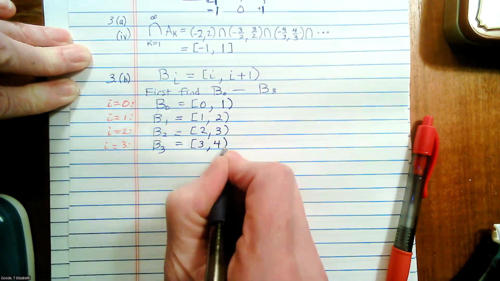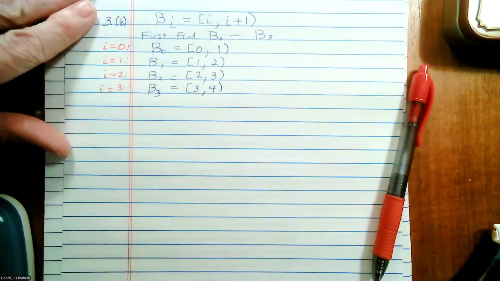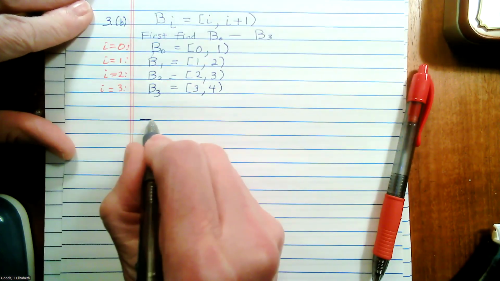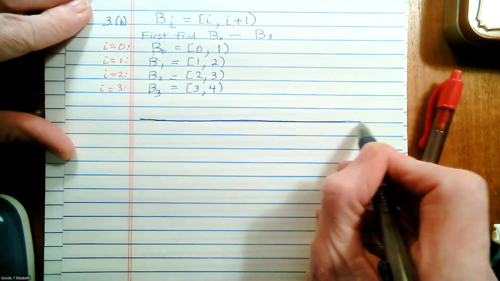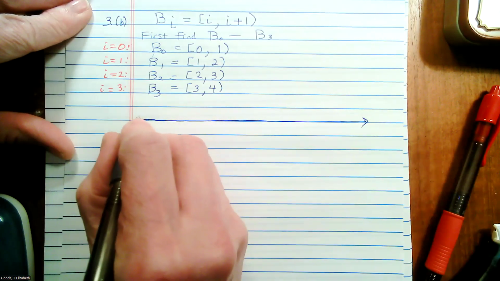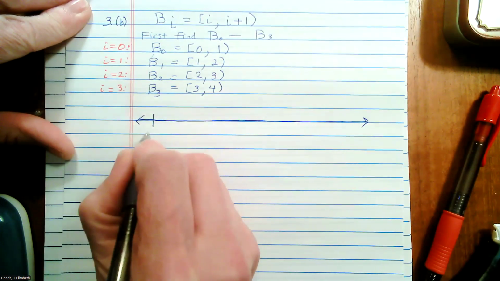Now this one's kind of very different to draw. Let's draw this one. In fact, it's not nearly as hard. All right, so here's our 0.